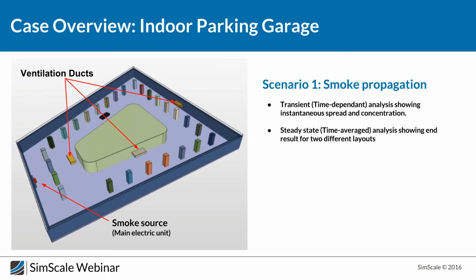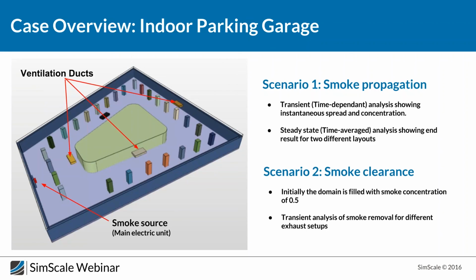One is a transient analysis of this case, meaning that we are interested in knowing the instantaneous spread and concentration of the smoke. And one is the steady state analysis, meaning that once something happens, for example, a case of a fire or excessive generation of smoke by some unit, how is the distribution of smoke and heat going to be in the long run? How is it going to settle down in the end? What happens after, for example, an hour or two after the generation of the heat has started? So these two would be covered in our first scenario.